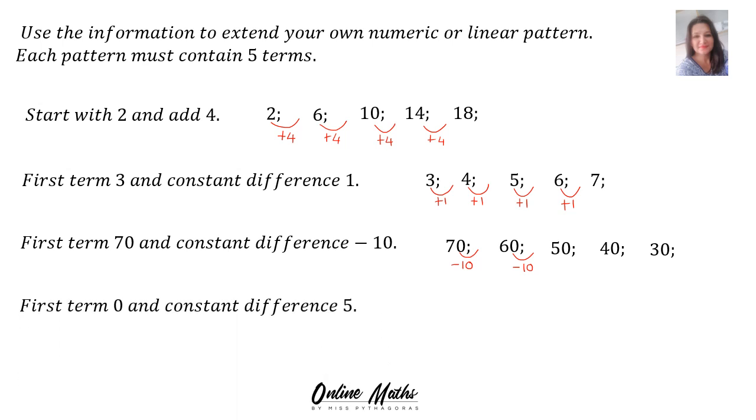The first term 0 and a constant difference of 5. So the first term is 0. Then constant difference of 5 means to get from 0 to the next term, I will add 5. To get to the next term, I will add 5. 10. To get to the next term, I will add 5. 15, and the fifth term will be 20.